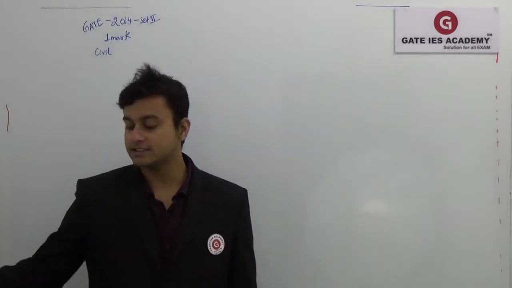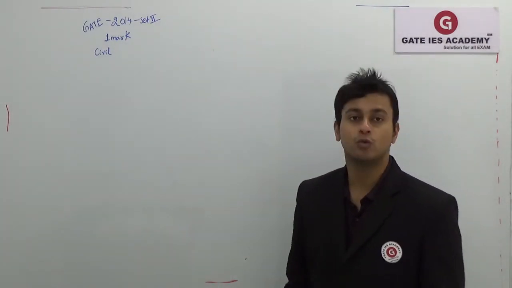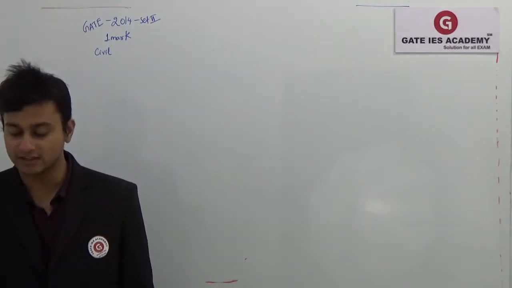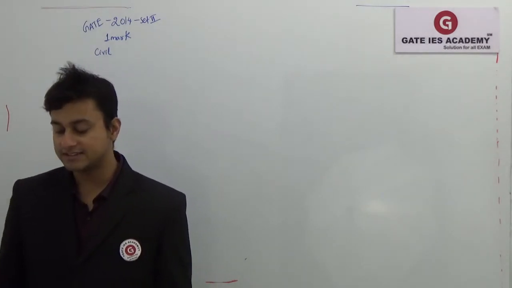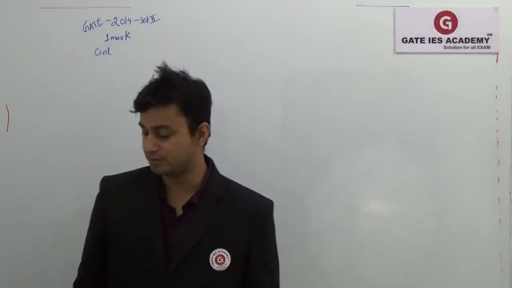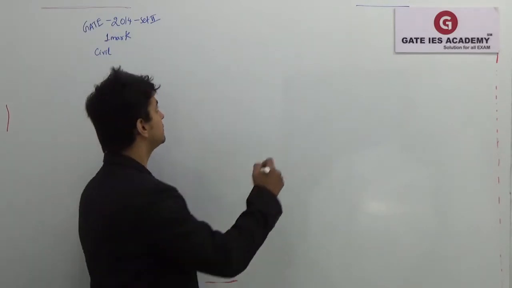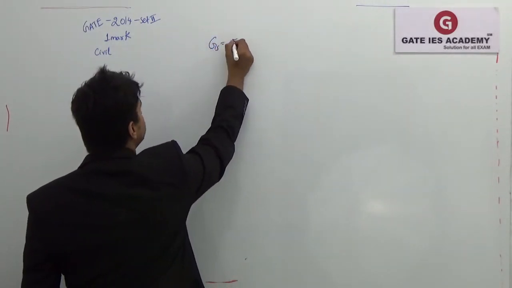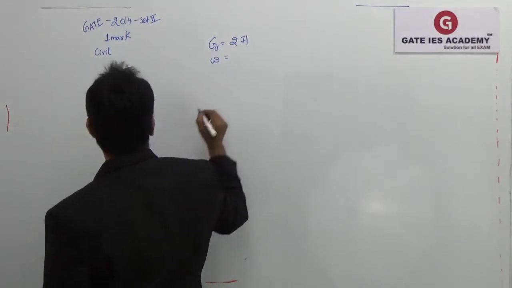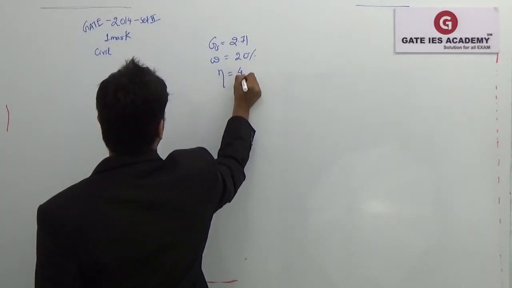Okay students, now let's look at the next problem, that is from GATE 2014 set 1, 1 mark, civil engineering. The question says that a certain soil has the following properties. GS equals 2.71, porosity, that is eta value, is given as 40%, W is given as 20%. So our GS value is given as 2.71, W is given as 20%, and our eta is given as 40%.